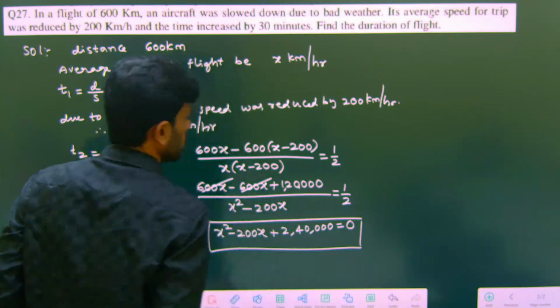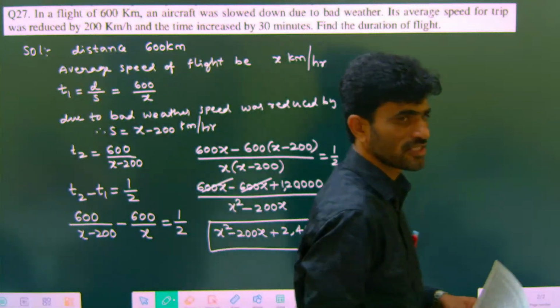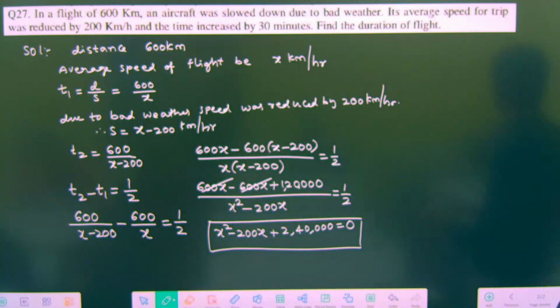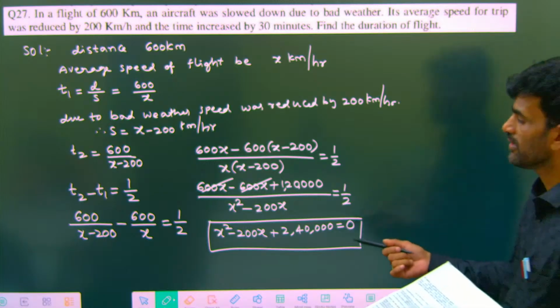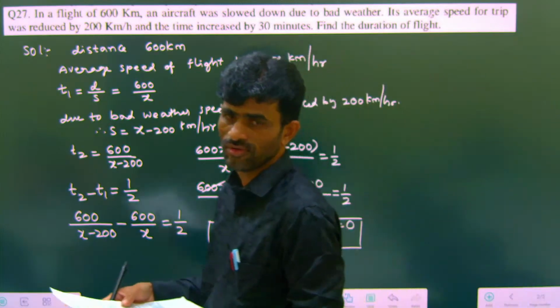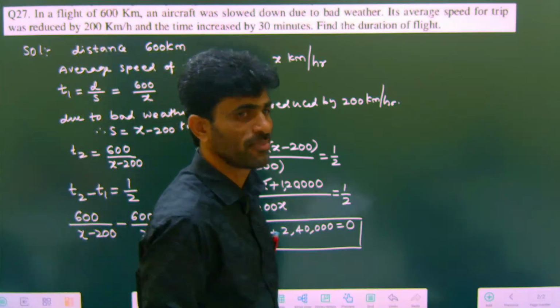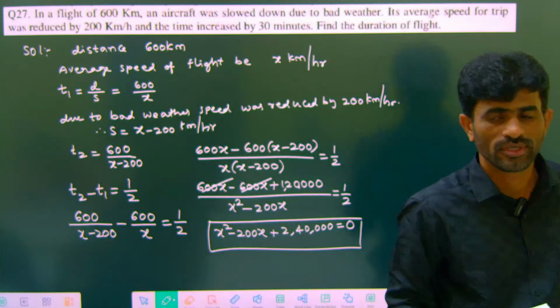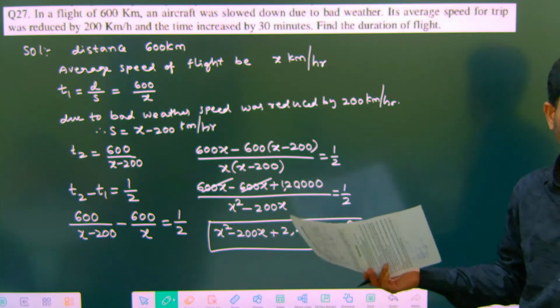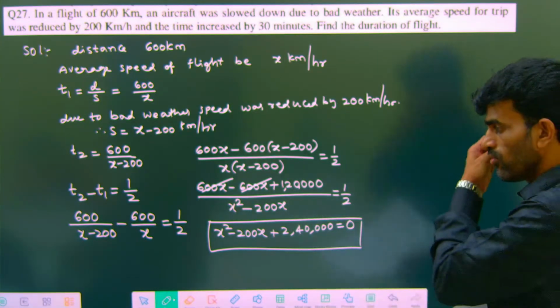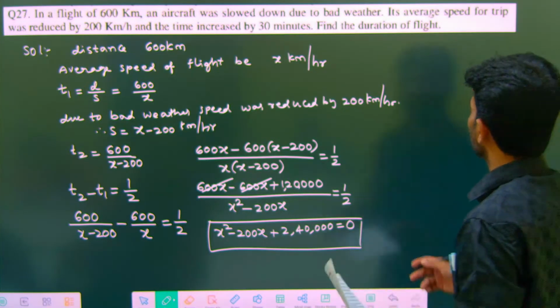Now we have to solve it. We need factors of 2,40,000 such that we get 200. If you know the factors of 24, we can find out 2,40,000. The factors of 24 are 6 and 4, so here 600 and 400 are the factors. 600 and 400, minus 600 plus 400 you have to do.